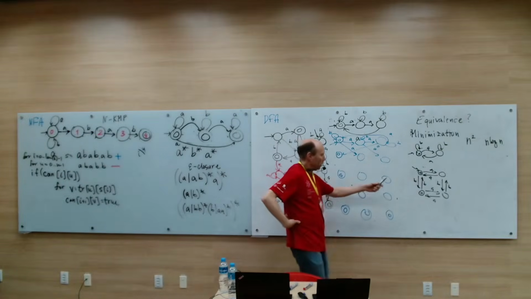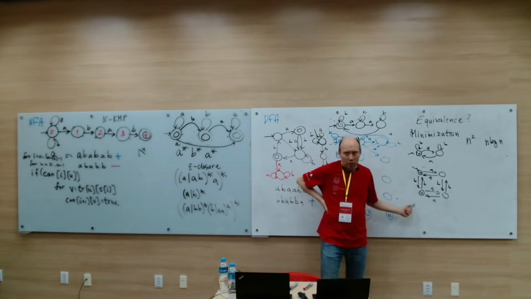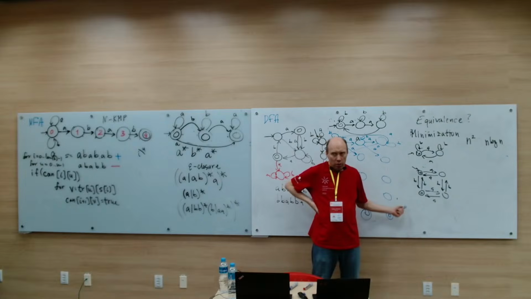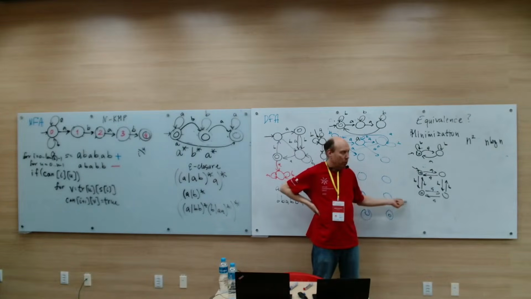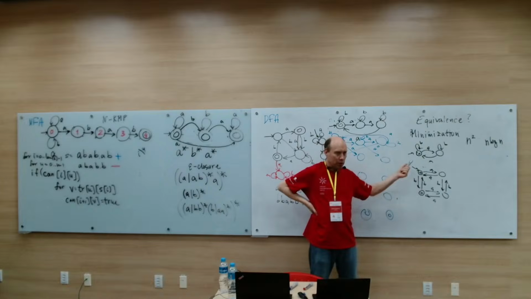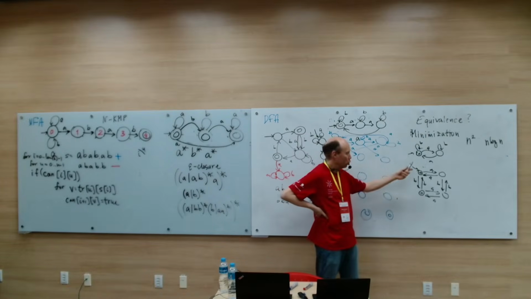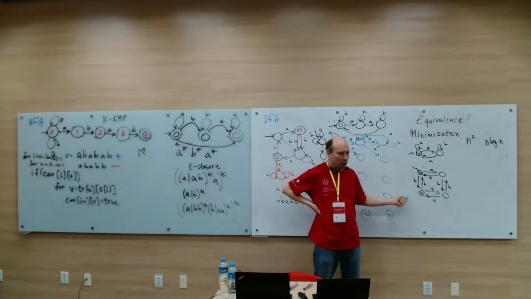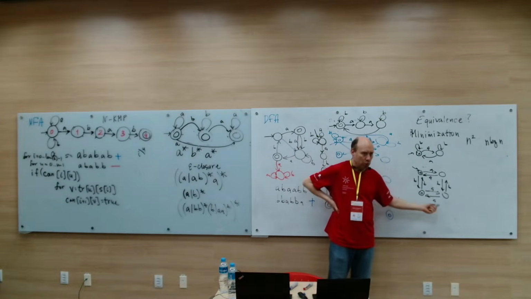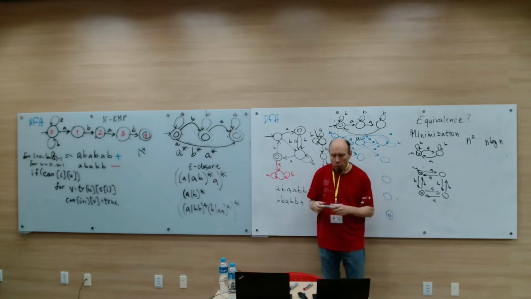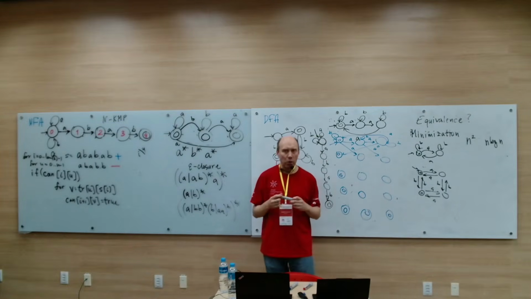So these two automatons are equivalent. They are both accepting words that have the even number of A's. But they are different, they are not isomorphic. This has 2 states, that has 4 states. And all states here are reachable, there are no redundant states. So what do we need to do? We want to find equivalent states.